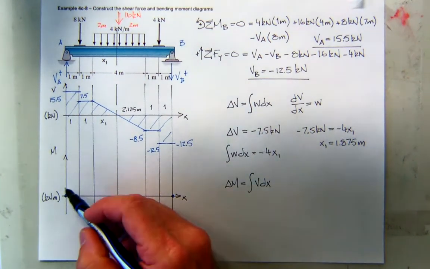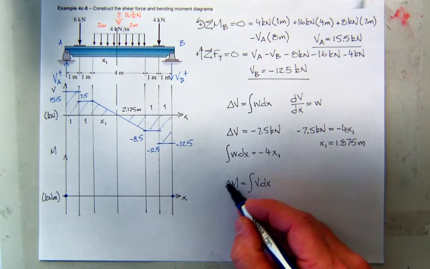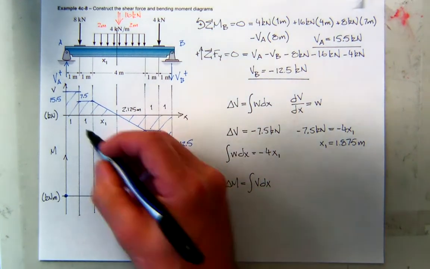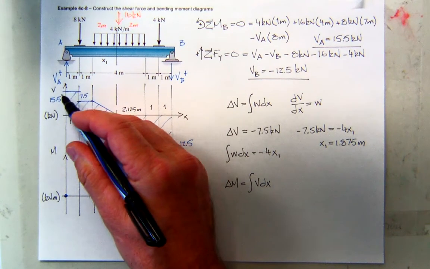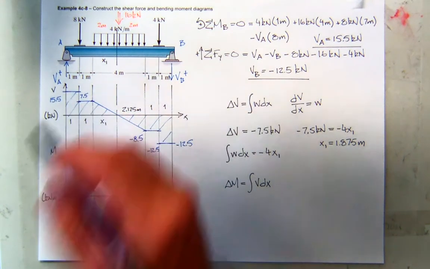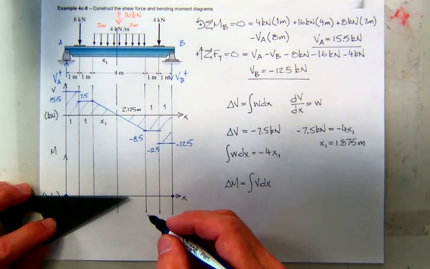All right, so let's go over the first 1 meter, just like we did before. We know the change in moment is the area of the shear diagram. What's the area under this part of the shear diagram? It's a rectangle. Base 1 times height 15.5. So it should be 15.5, right?